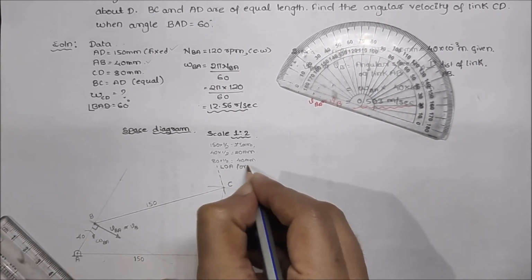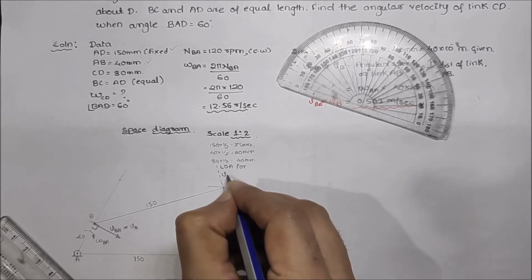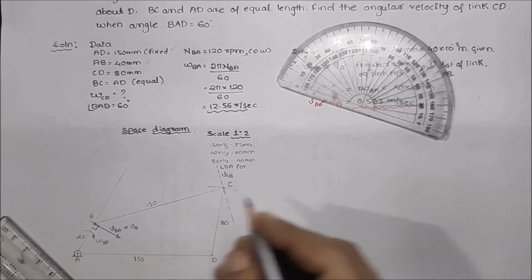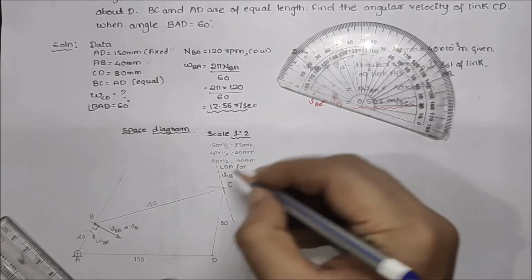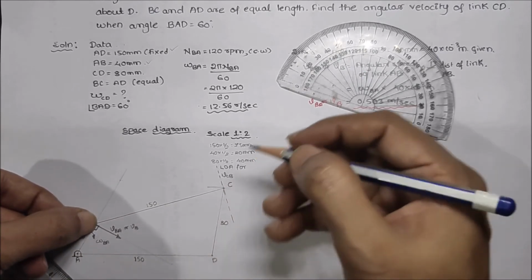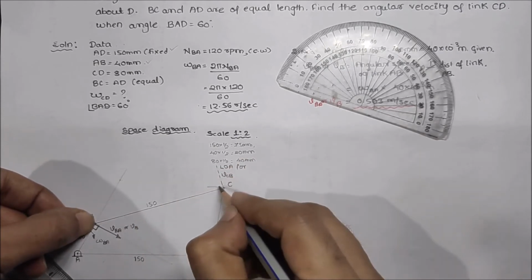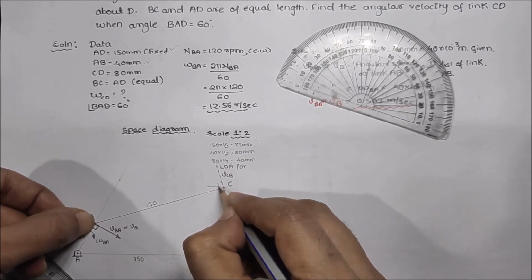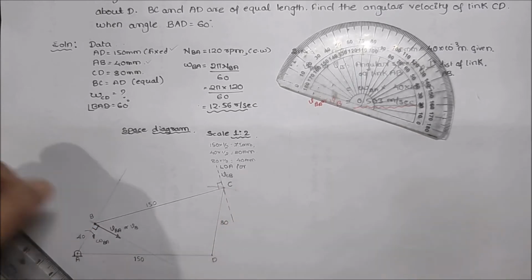This will be line of action for velocity of C with respect to B. We don't know whether it is acting upward or downward. So this will be line of action with respect to B. So velocity of C with respect to B, it is perpendicular. This will be perpendicular, and it will be perpendicular here also.